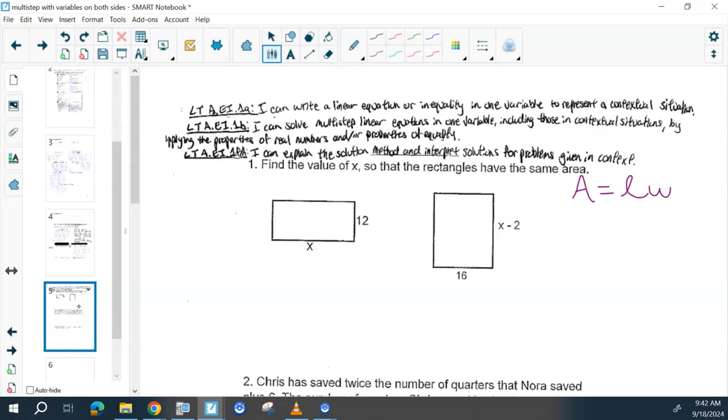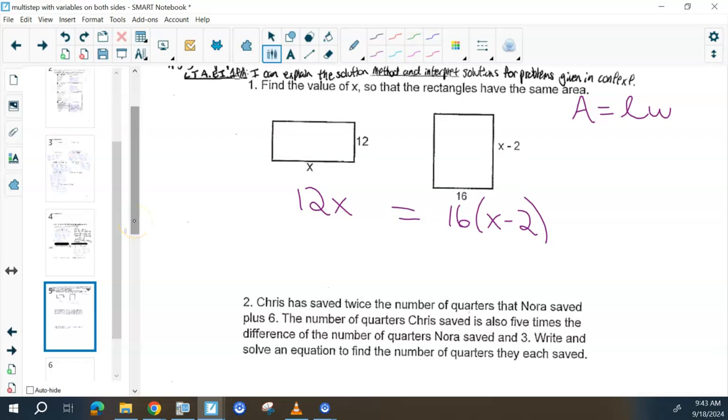And then if they have the same area, well, first, I know the area of this is going to be 12x. I know the area of this, if I multiply them, will be 16 times x minus 2. If they have the same area, how would I set up this equation? Not square it. I need something that tells me this is an equation. The equal sign in between. Okay, so put that equal sign in between, and then we can solve that.